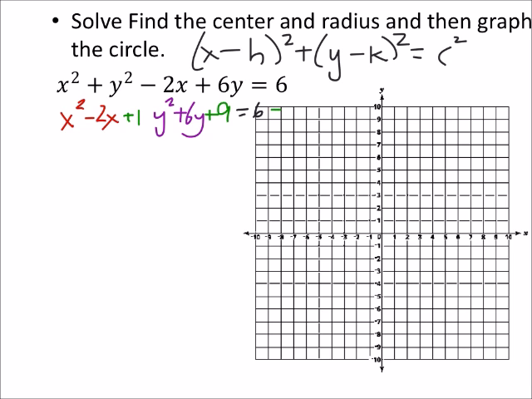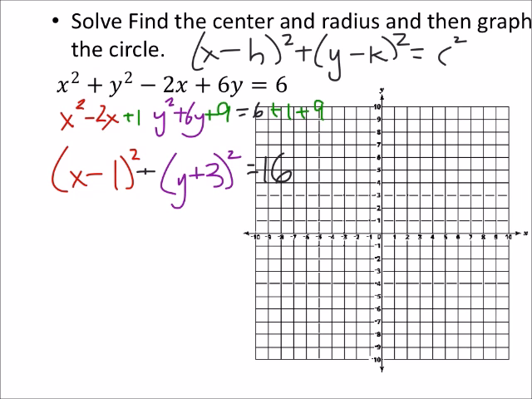But remember, don't forget the other side. That's one of the main things people generally forget, is to add this to both sides of the equation. So now I can change these into perfect squares. This would be x minus 1 squared. And then I'm adding this to my y values. That's a y plus 3 squared. And this would equal 6 plus 1 plus 9, 16.